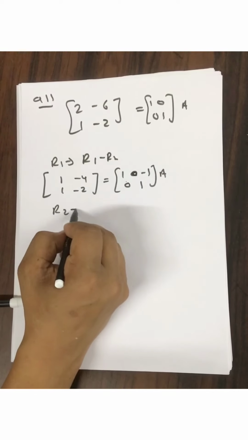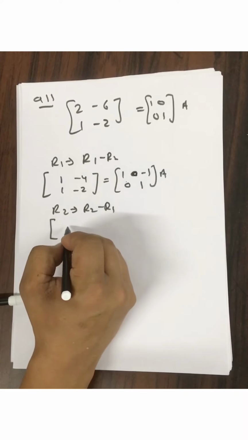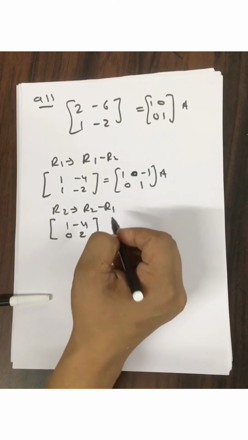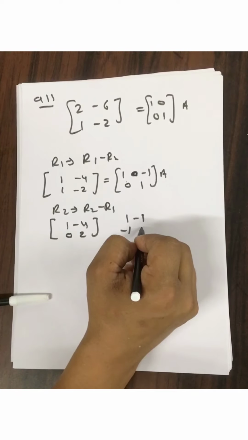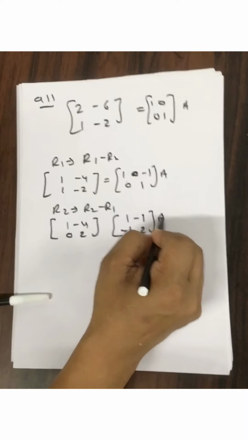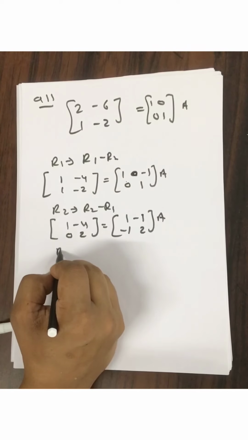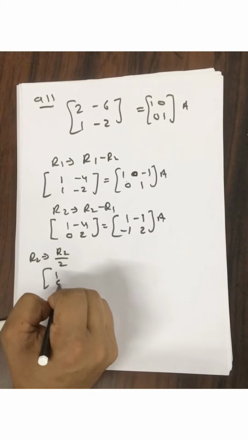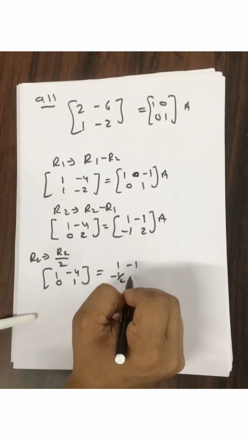Next step, we have to get the 0. Very simple. In R2 we can do R2 minus R1. So 1 minus 4 0 and this will become 2 and this will become 1 minus 1, this will become minus 1 and this will become 2. Okay, equals to 0. Now we have to get rid of this 2. So divide by 2. So this will be 1 0 minus 4 and 1, 1 minus 1 by 2, and this is 1.